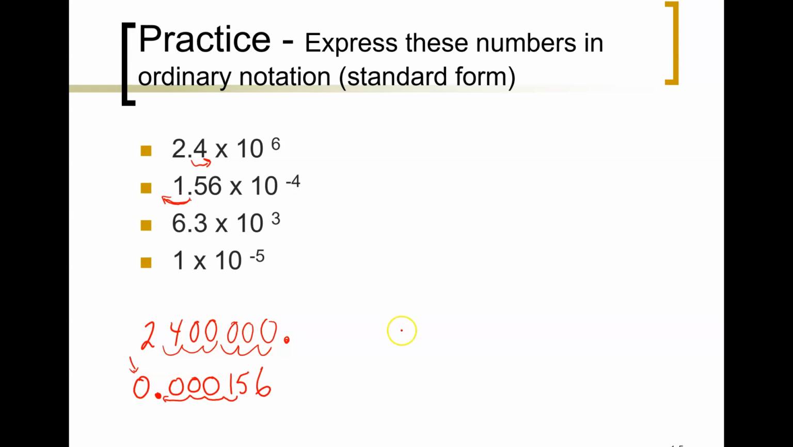6.3 times 10 to the 3 will be 6300. The decimal has gone from here to there. And 1 times 10 to the negative 5. Well, the decimal is actually here, right? 5 places left will give us 0.00001.